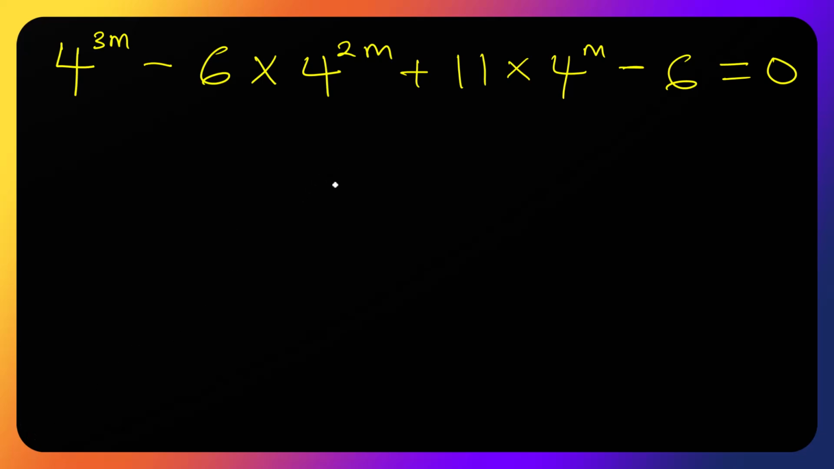Welcome to another video. Let's see how we can solve for m here. So we are given 4 exponent 3m minus 6 times 4 exponent 2m plus 11 times 4 to the power of m minus 6 equals 0. Solution.